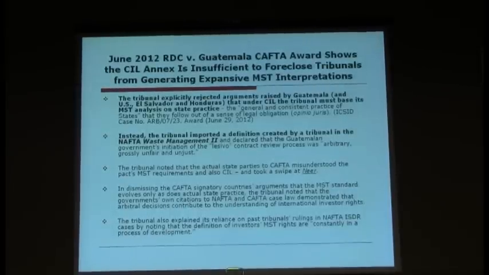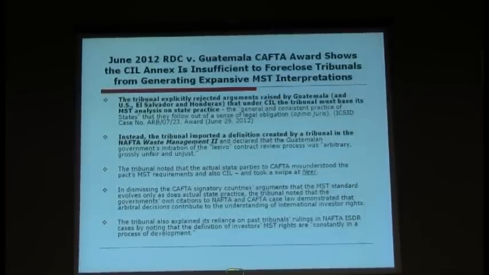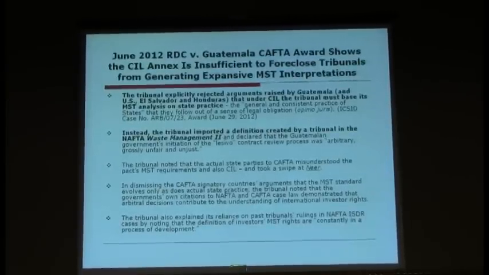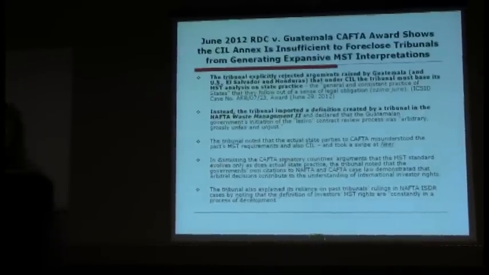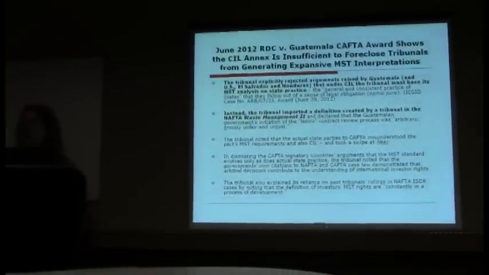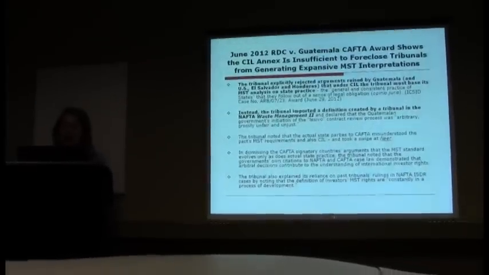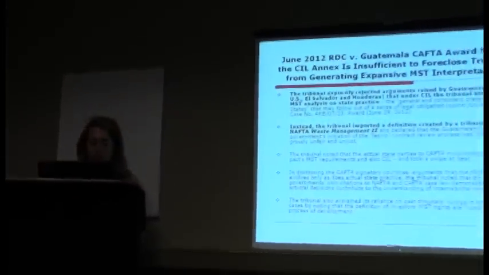Specifically, the tribunal explicitly rejected not just the argument by Guatemala, but as well non-party submissions by the United States, El Salvador, and Honduras, that under the CIL Annex, the tribunal must base its analysis on state practice of what fair and equitable treatment means. The tribunal denied that, and explicitly so. The tribunal went further and had some rather choice things to say, not the least of which were that the states actually misunderstood what CIL was.